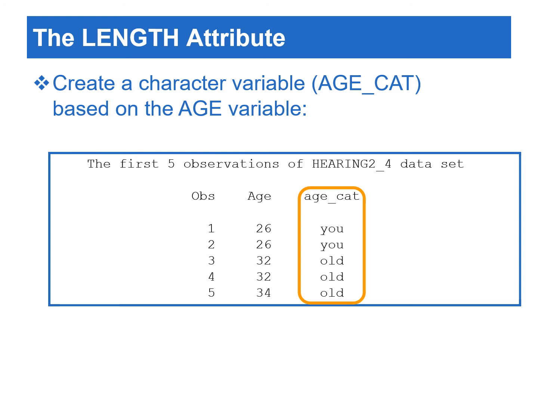When creating character variables, SAS will allocate the same number of bytes of storage space as there are characters in the first value that it encounters for that variable. In our program, SAS allocates 3 bytes because old was encountered first.